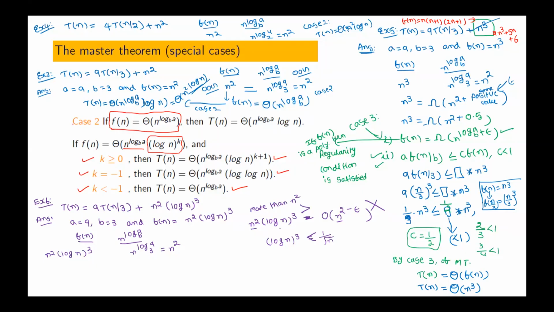Now, is n square log n whole cube the same as n square? Is it the same as n square order of growth? This is also not correct. Now we have understood that n square log n whole cube is more than n power log a base b. It is definitely greater than n power log a base b, and log a base b is nothing but n square.